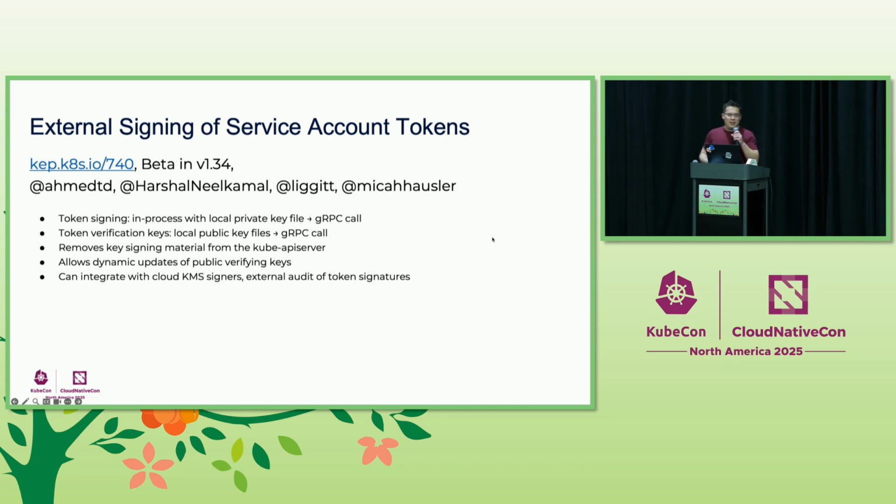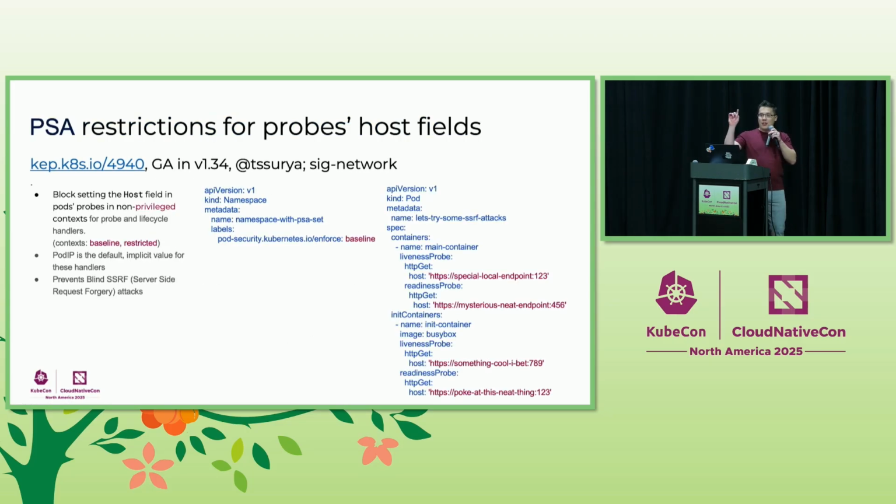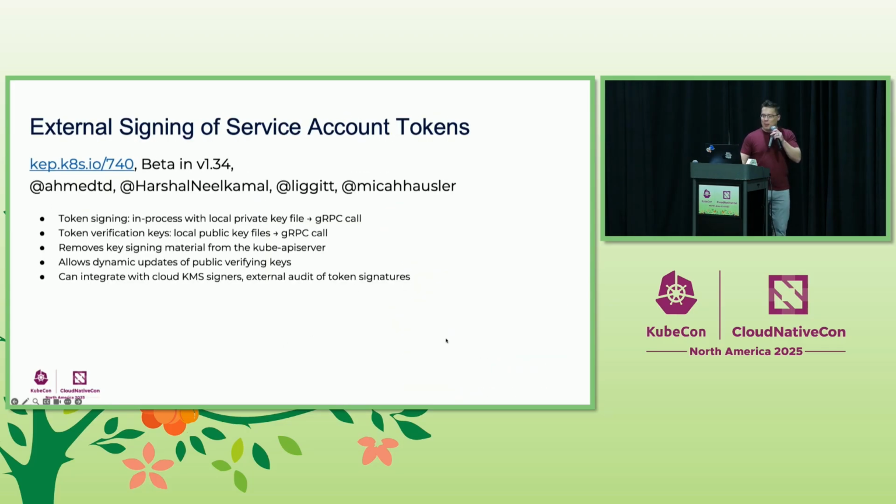The second one here is external signing of service account tokens. That's KEP 740. Ooh, and I think I did not give credit on that last one. Sorry, that was Surya who did this one. I want to call out people who were involved. External signing of service account tokens, 740. We're giving credit to Tahir, Harshal, Jordan, and Micah, who put the work in for this one.